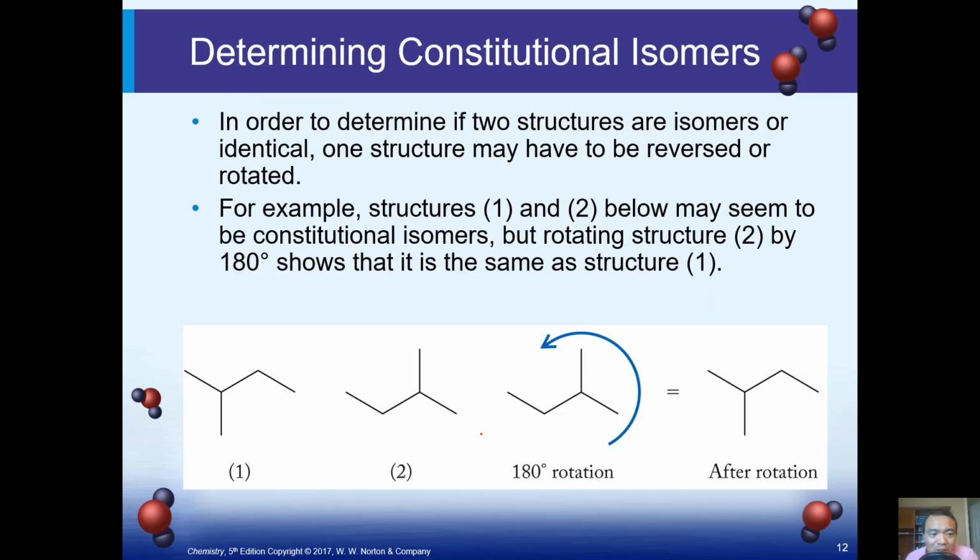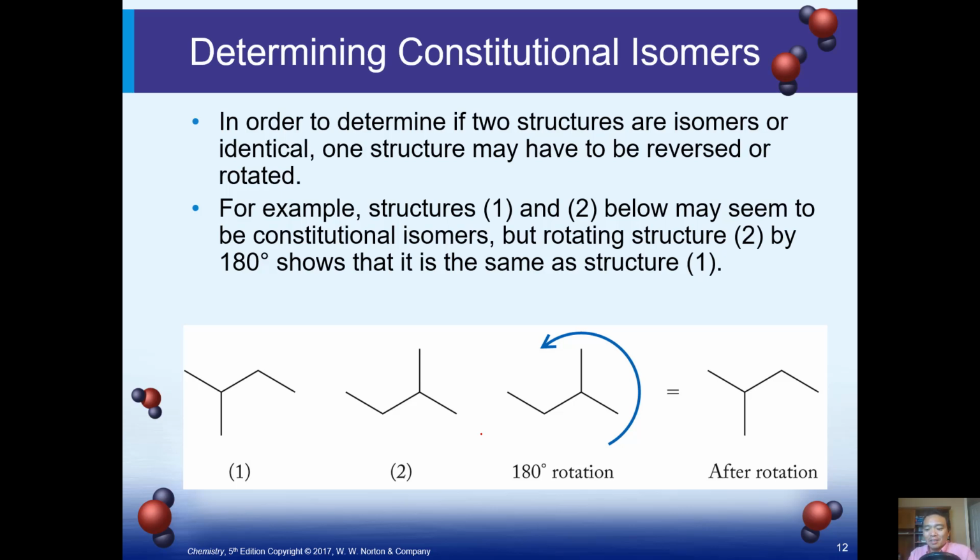How do we determine if one structure and another are isomers, or are they identical? Here's how to do it. For example, structures 1 and 2 might look like they are constitutional isomers, but they are not. Because when you rotate this thing 180 degrees, as you can see on the right side, they become exactly the same. For simple cases, we can do rotation. If they become the same, we know they're identical rather than isomers or constitutional isomers.